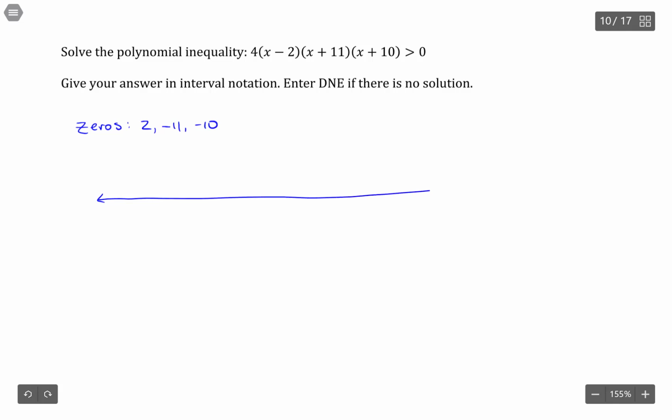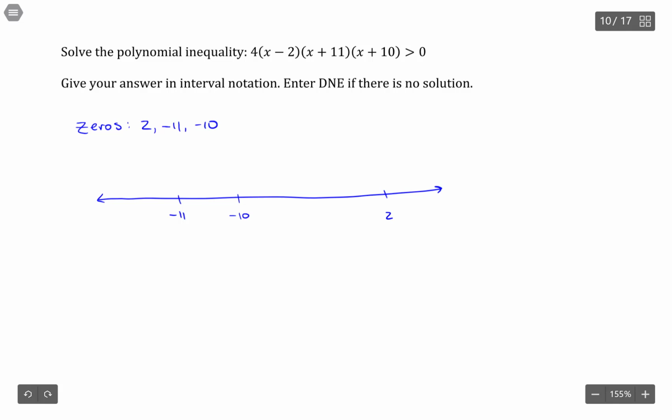Now, I need to place these zeros on a number line. So negative 11 is the smallest, it goes to the left, then negative 10 and positive 2. And these don't have to be placed with any kind of accuracy as a scale, just as long as they're in order. That's all that matters.